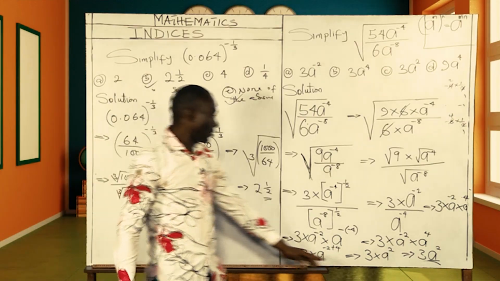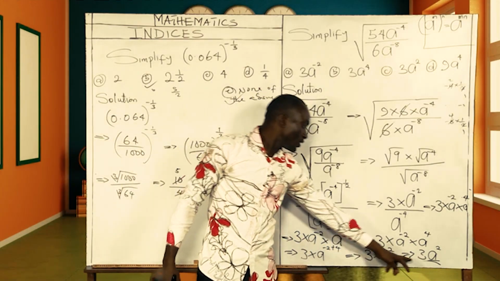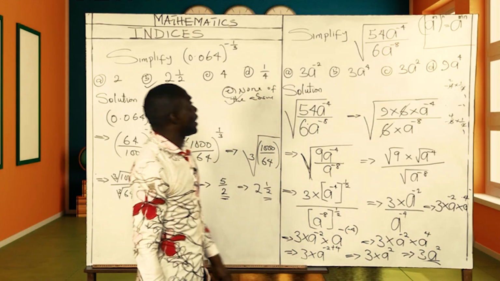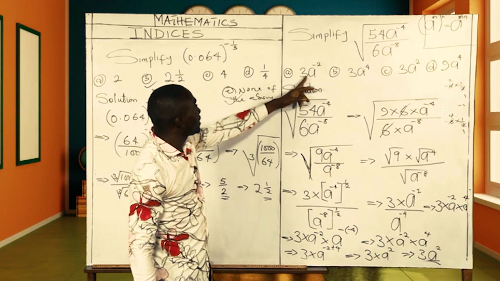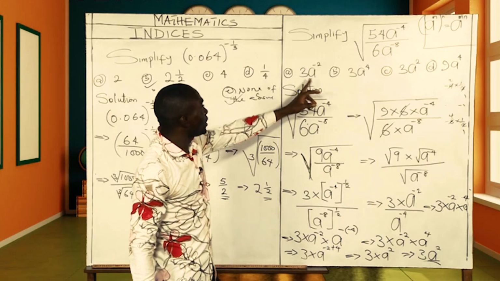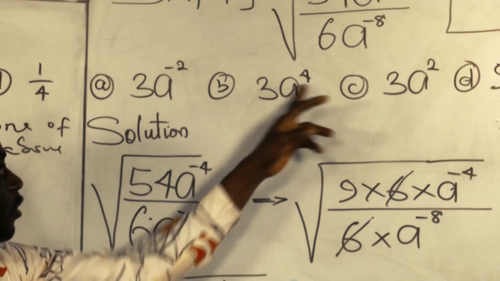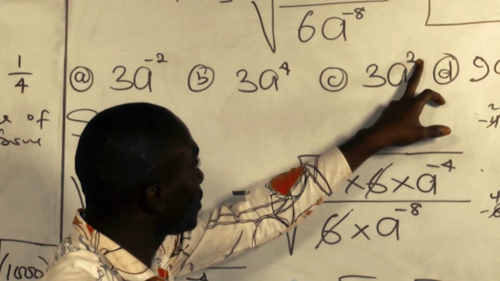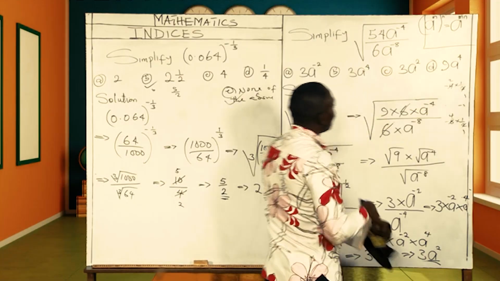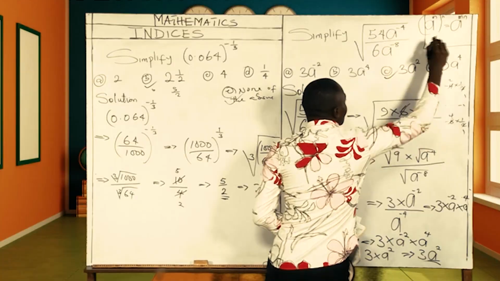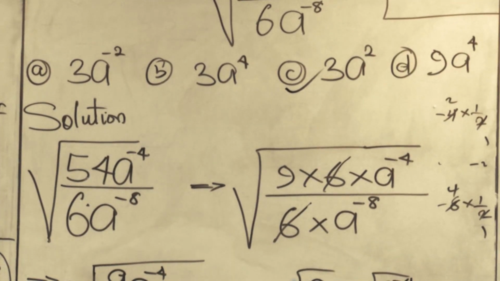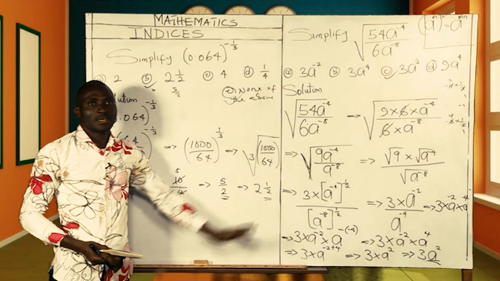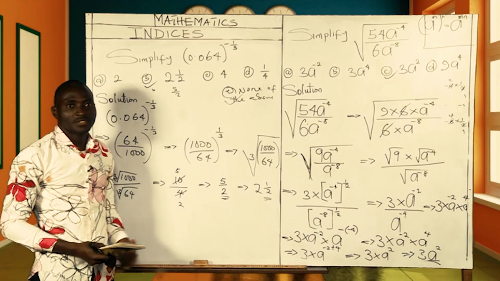Okay, 3 times a raised to the power 2 is 3a square, 3a raised to the power 2. And from the options we have A 3a raised to the power minus 2, B 3a raised to the power 4, C 3a raised to the power 2, D 9a raised to the power 4. The correct option is what? Option C. All right, I hope you understand this. Now let's move to the next question.